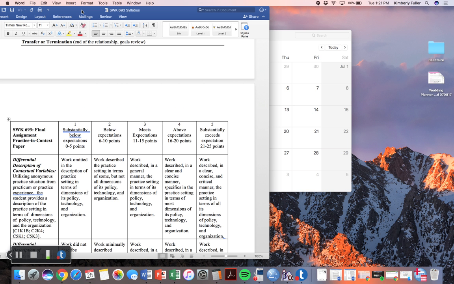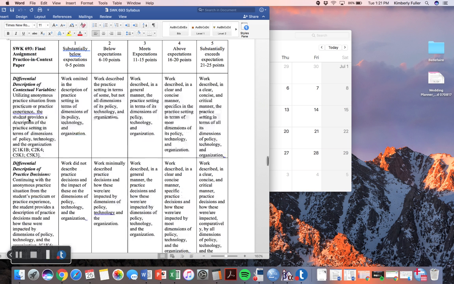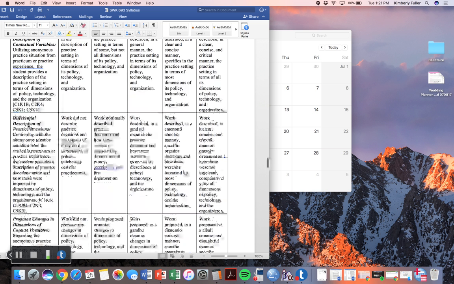Really what you're going to follow is this rubric. So you want to make sure you're talking about a practice situation, but don't give me enough information that I could identify that person. But talk about the particular practice setting in terms of the dimensions of the policy, the technology, and the organization.